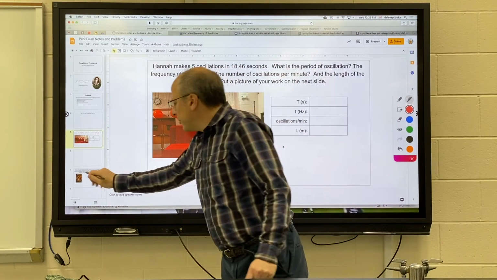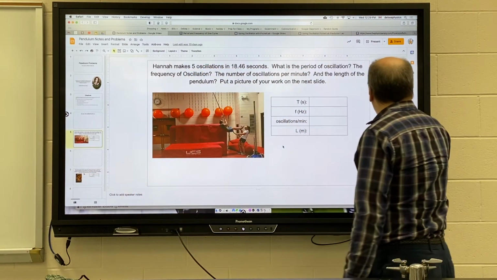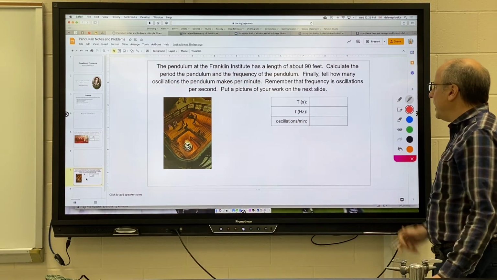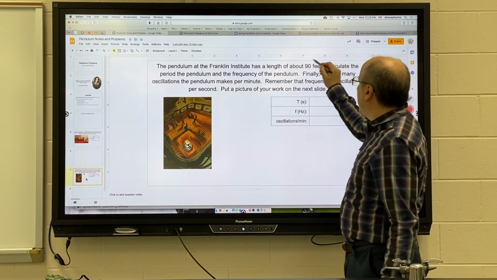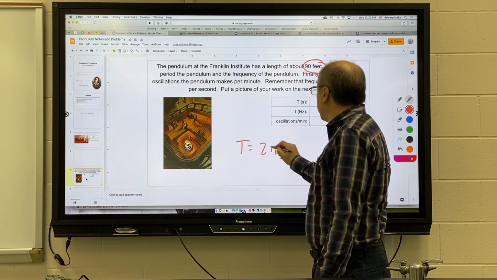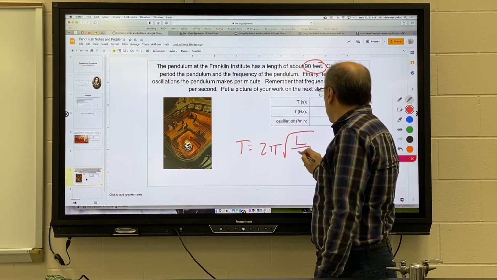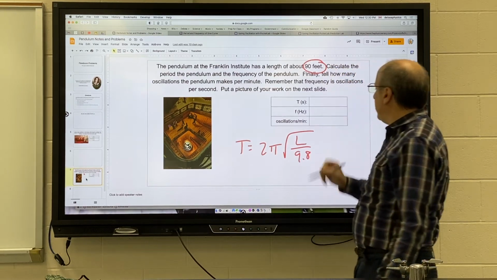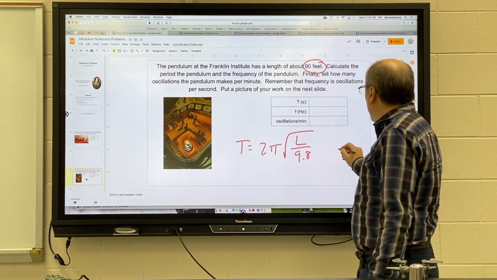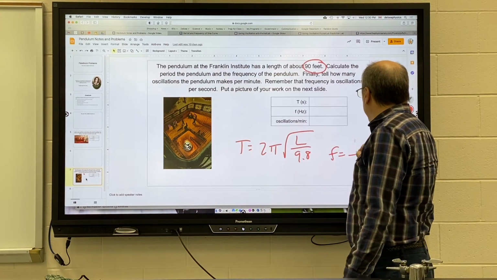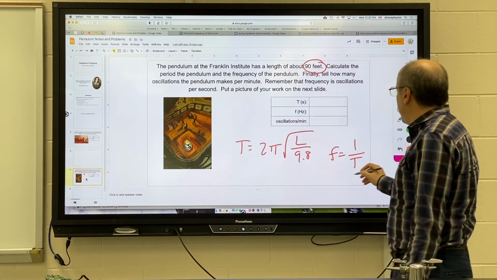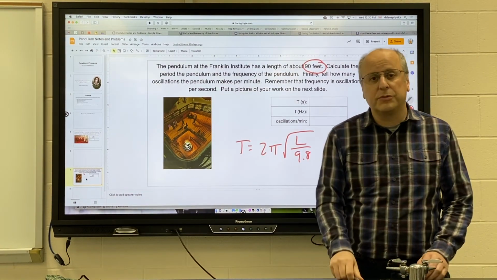Okay, finally, you're going to try and solve one dealing with the Franklin Institute. So it's got a giant pendulum with a length of about 90 feet. When you do this, make sure you turn your feet into meters. Put it in here, find the period. Once you have the period, you can find the frequency by doing the reciprocal, and then multiply it by 60 to get your oscillations per minute.